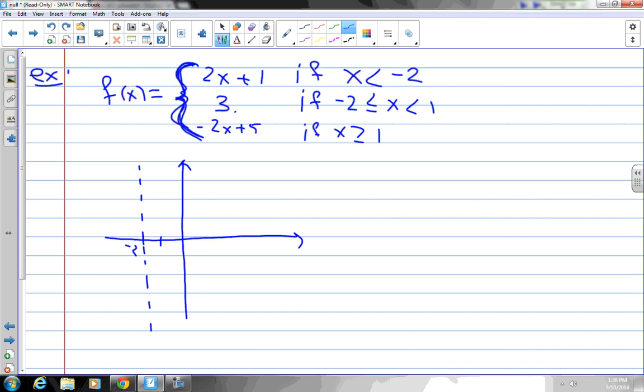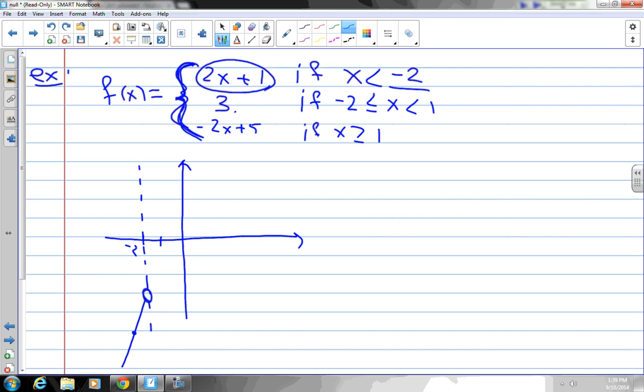So the question is, how high is this line at x equals -2? If you plug -2 into that line, what do you get? It's -4 plus 1, so it's -3. So it starts at -3, but we're going to make a hole in it because technically -2 is not part of it. And then the slope is 2, meaning it's over 1, up 2.